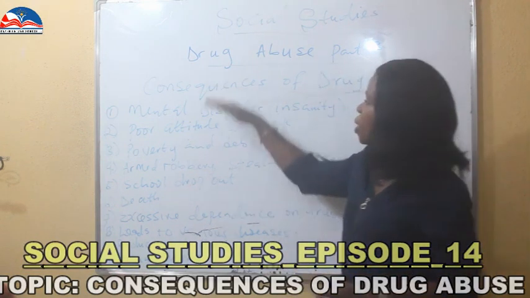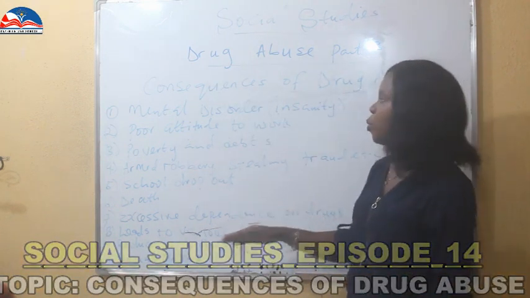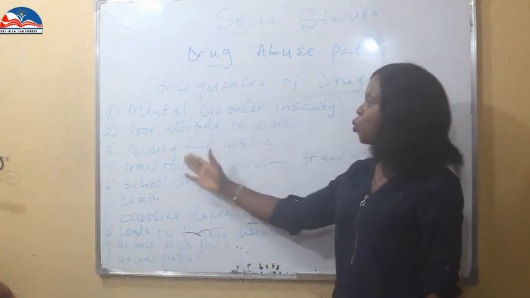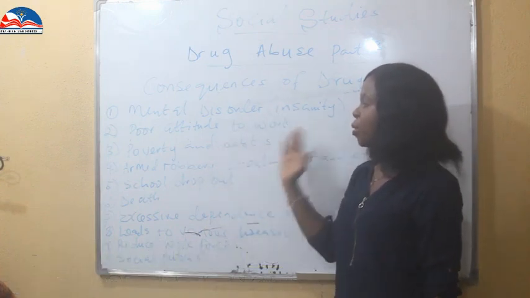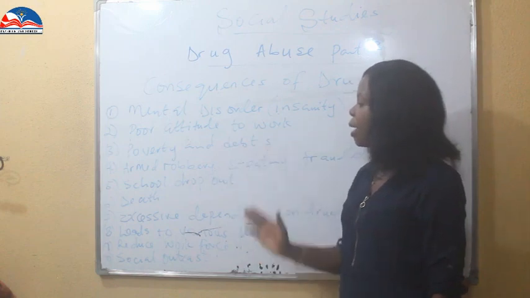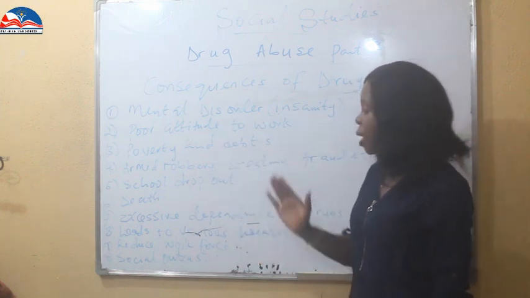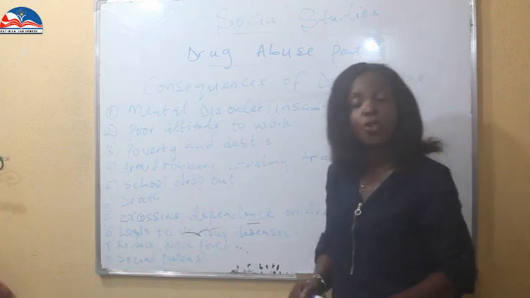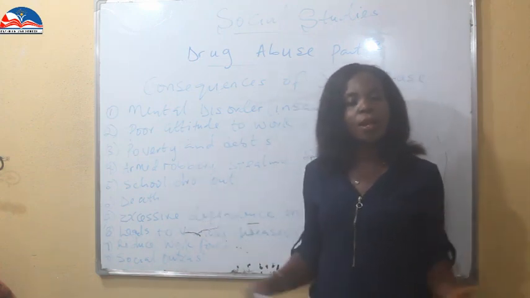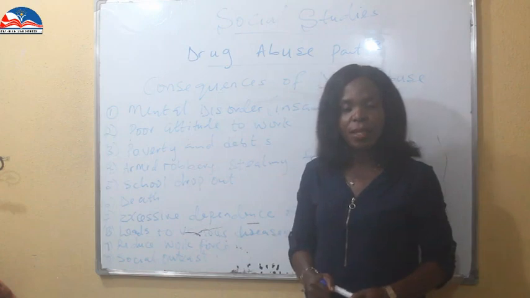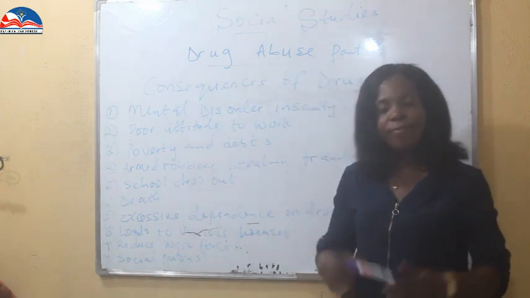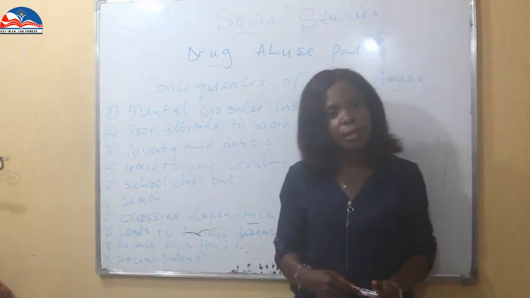So these are the consequences of drug abuse: mental disorder, poor attitude to work, poverty and debt, armed robbery and other crimes, school dropout, death, excessive dependence on drugs leading to different diseases, reduced workforce, social outcasts. These are what the individual gets because he eats drug. It is wrong to be a drug addict.